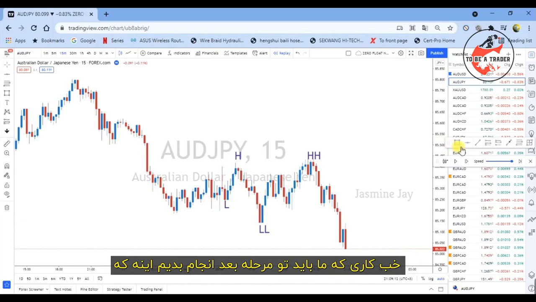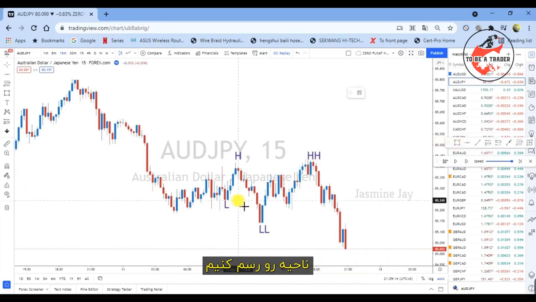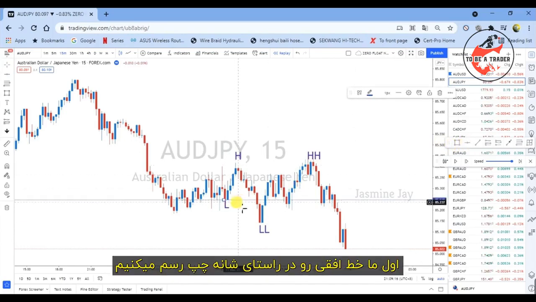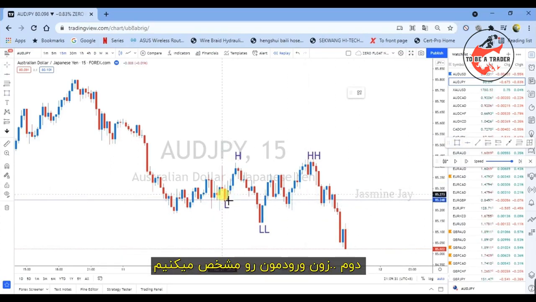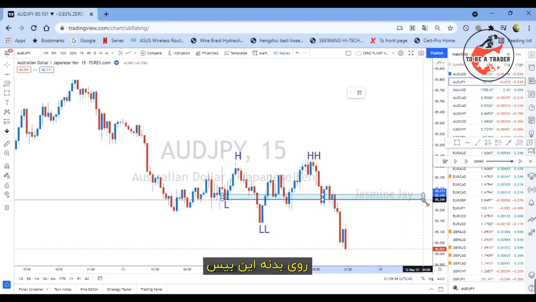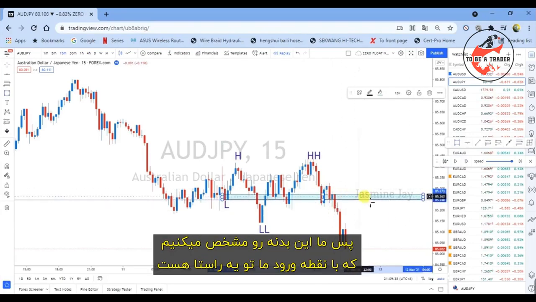So what we should do next is to draw it. First, we mark the horizontal line aligned with the left shoulder. Second, we mark our entry zone on the base of this body. See the drop base drop, this is the base and drop. So we mark this body and it is aligned with our entry point.